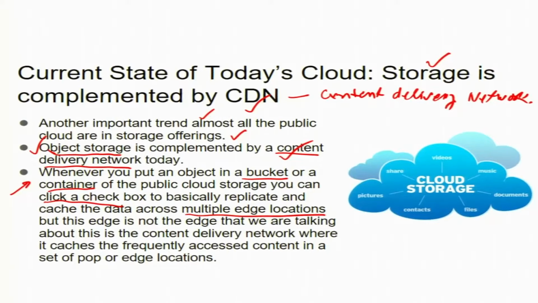So, object storage is not only confined to centralized storage, but it will be replicated and cached across various data locations, that is called edge locations. But this edge is quite different. This edge is not the edge computing which we will be talking about later in this particular slide. This edge refers to the caching.